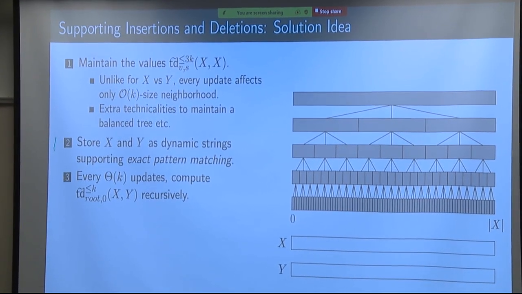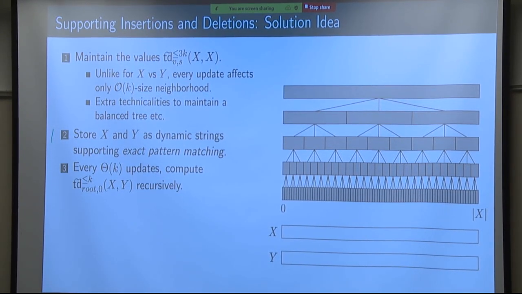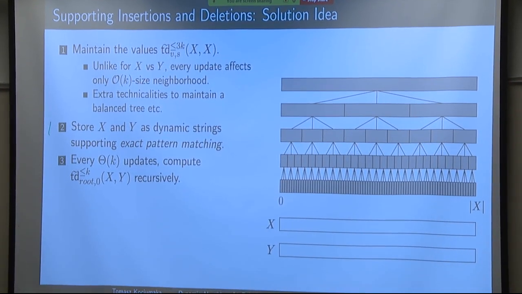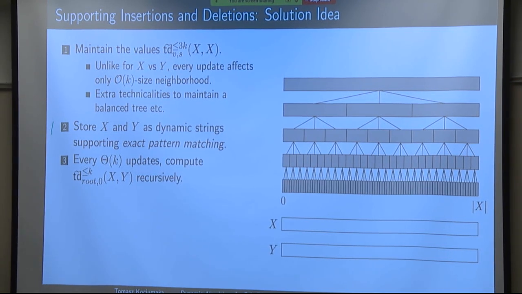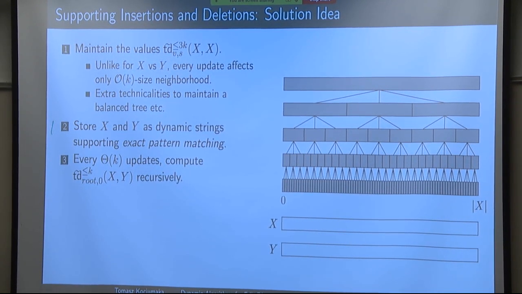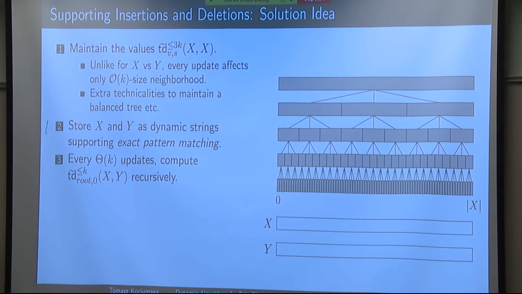the tree distances, not for x versus y, but for x versus x, kind of like in the self-edit distance. And now, whenever you have an edit in one copy of x, the same edit also affects the other copy of x. So you don't have these global shifts which break the whole structure. Everything is fairly local, and with some effort you can maintain these tree distances. But now, we have some tree distances between x and x, but we want to compute x versus y. And the only thing we will store about y is some classic data structure supporting exact pattern matching queries.